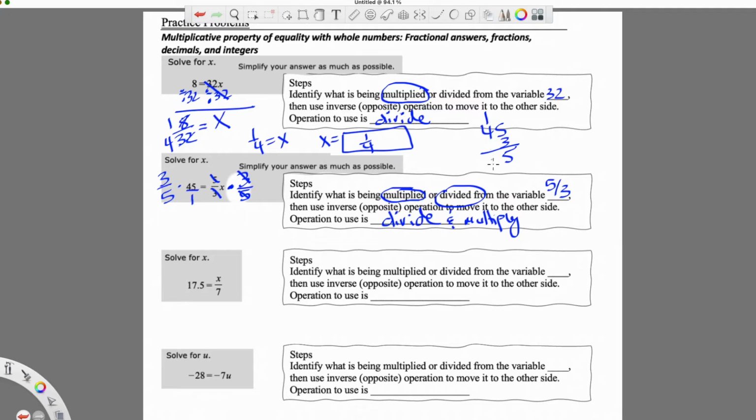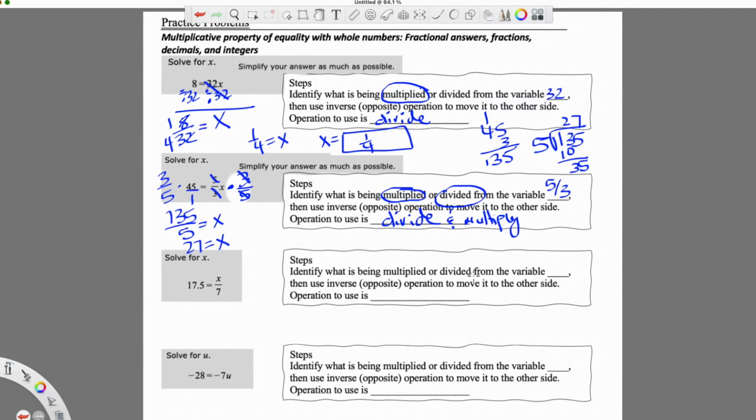So we go 3 times 45. Let's see, what do we get there? 3 times 45, we get 15, 12, 13. So we get 135. And then we're going to divide that by 5. And I'm going to go ahead and bring the x down here. So we have 135. We're going to divide by 5. So 5 goes into 13 twice. And then we bring the 5 down and the 3. And then 5 goes into 35 7 times. So 27 equals x.